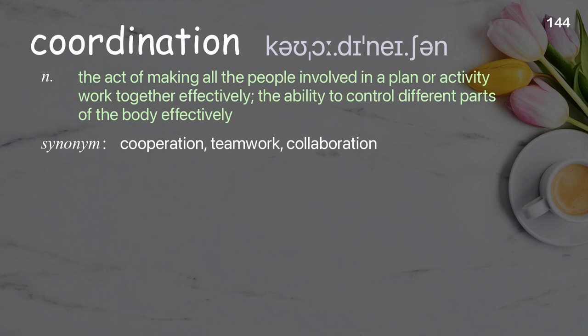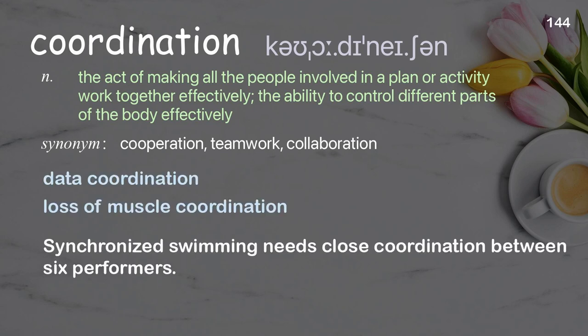Coordination: the act of making all the people involved in a plan or activity work together effectively, the ability to control different parts of the body effectively. Examples: data coordination, loss of muscle coordination. Synchronized swimming needs close coordination between 6 performers.